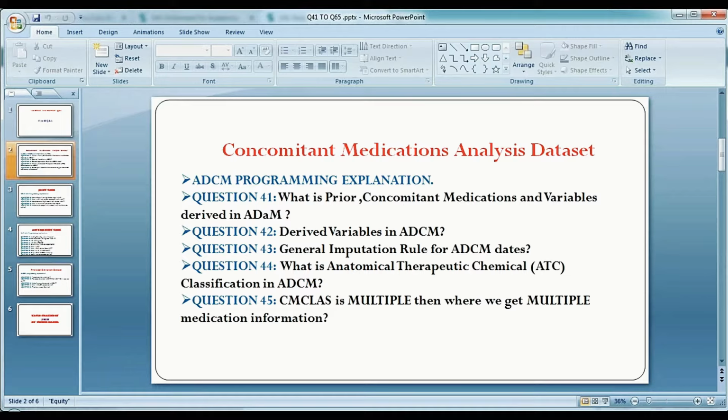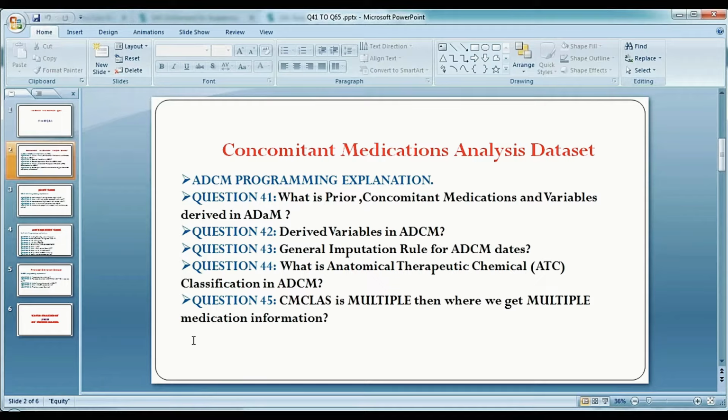The questions are: what are prior and concomitant medication, and what variables do you derive in ADaM; what are the derived variables present in the ADCM; what is the general imputation rule for ADCM related dates; what is ATC, what are its variables, and what is its classification. They may ask this type of question. And whenever you're handling your SDTM dataset of CM, if you get CMCLAS equal to MULTIPLE, where can you find that multiple information in your datasets? I'm going to explain these questions roughly.